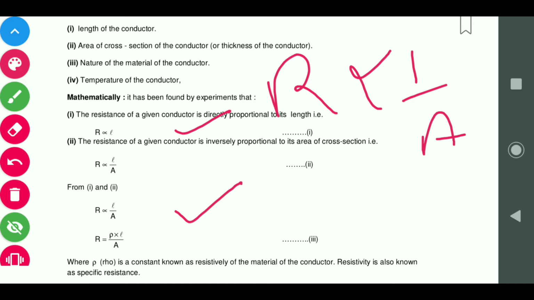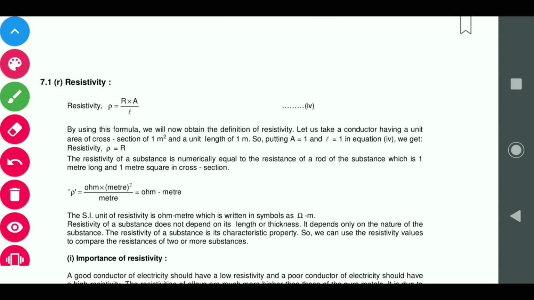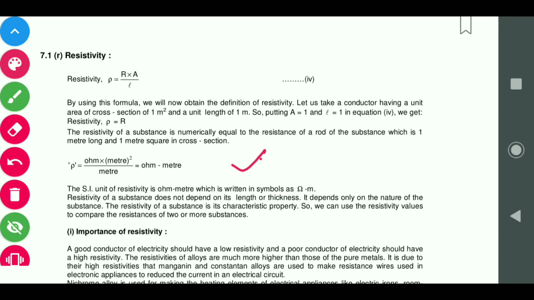To remove this proportionality sign, we add a symbol called rho. Rho is known as resistivity. Resistivity is also called specific resistance. Let's see what this specific resistance is. Specific resistance or resistivity of a conductor is the resistance of a conductor of unit cross-section area and unit length. The unit of rho is ohm meter.